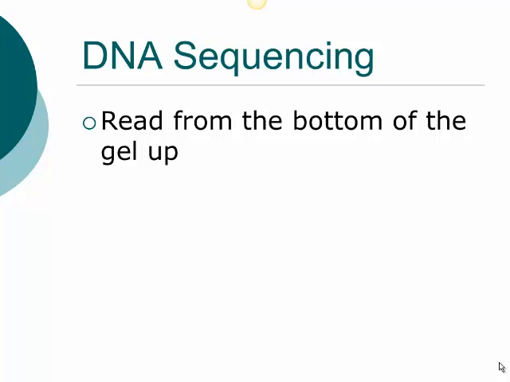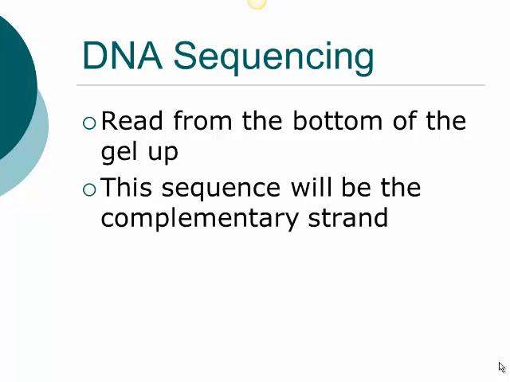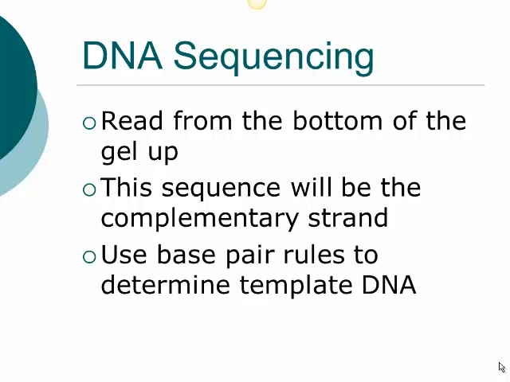And you read the gel from the bottom up, because the shortest piece will move the furthest. Okay? And the sequence will be the complementary strand, not your original template that you're trying to figure out, but the one that base paired with it. And so I use base pair rules, and I can work backwards to figure out my template DNA. Over vacation, you have an example to try out. Hopefully you'll get it correct.